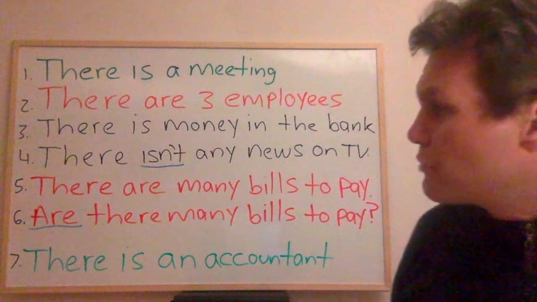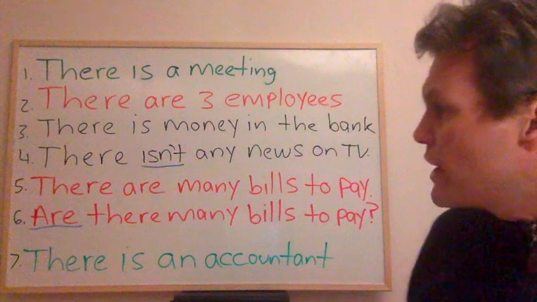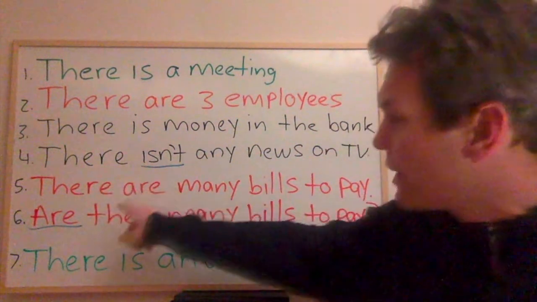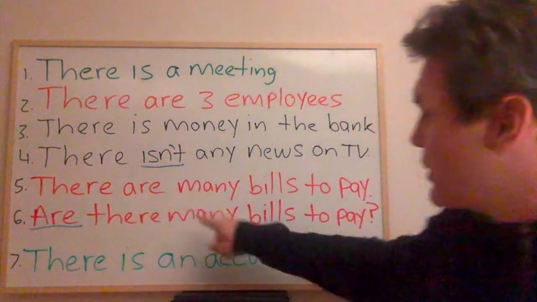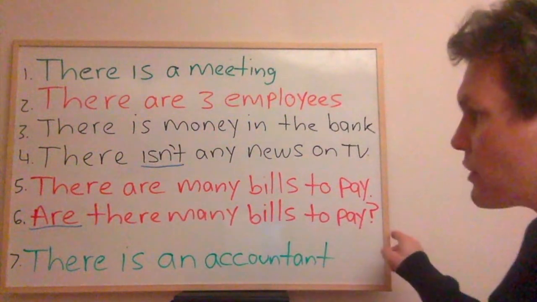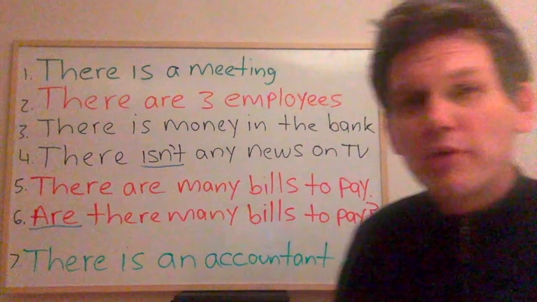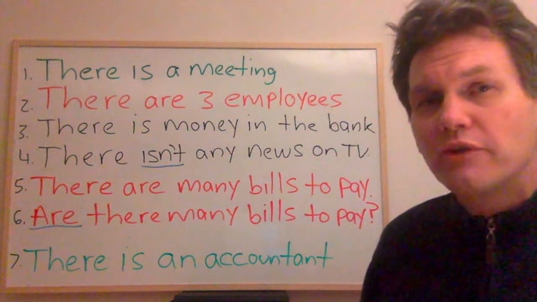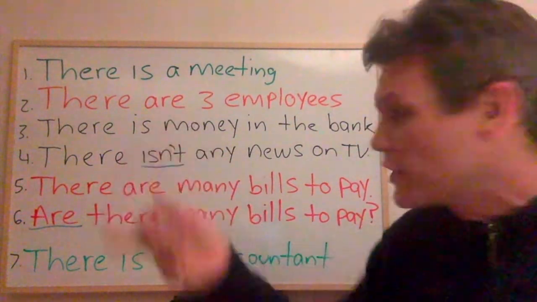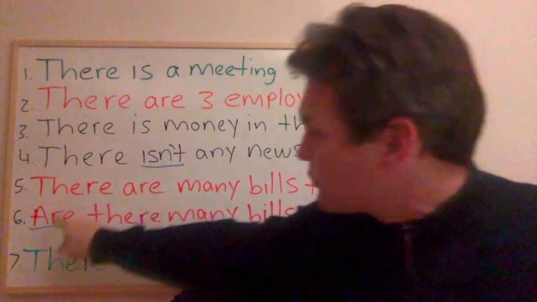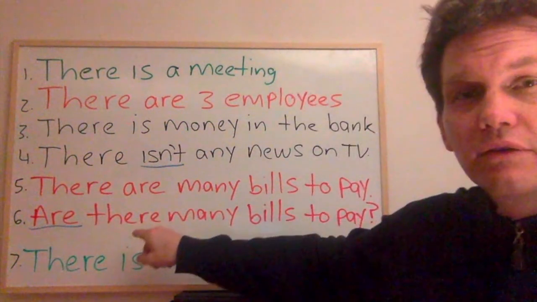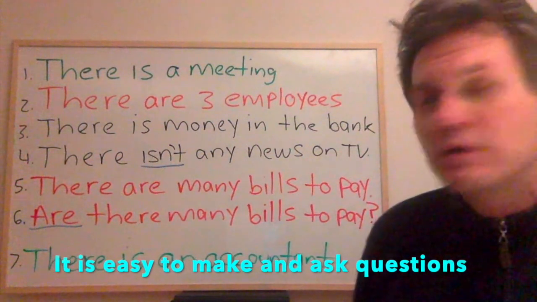Okay, look at the number 6. Number 6, I made this sentence a question, a yes and no question. Are there many bills to pay? Question mark. So it's very easy to make a yes and no question with there is and there are. All you have to do is switch the order around. So up here you can see there are, in number 6, are there. Okay, so it's very easy to make a question.